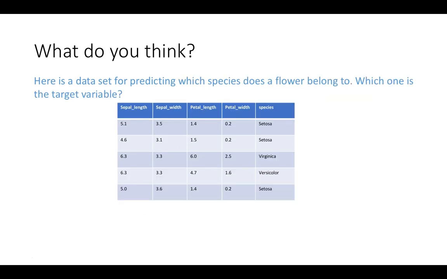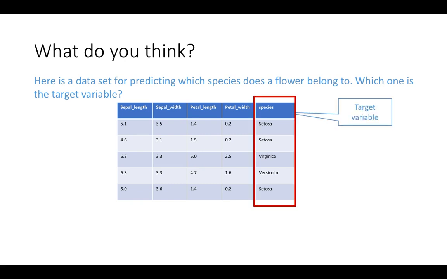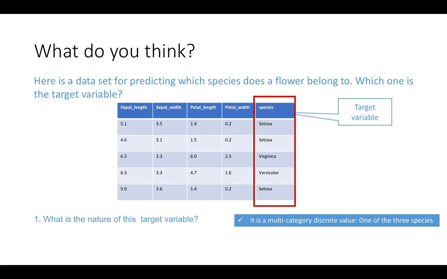Then let us take another example of our iris database. Here is a data set for predicting which species a flower belongs to. Which one is the target variable here? Yes, you are right, it is species. And what is the nature of this target variable? Yes, it is a multi-category discrete value. One of the three species: Setosa, Virginica and Versicolor. So it is again a categorical type of target variable, but it has more than two values. It's not a binary kind of category. It has more categories. Keep that in mind.